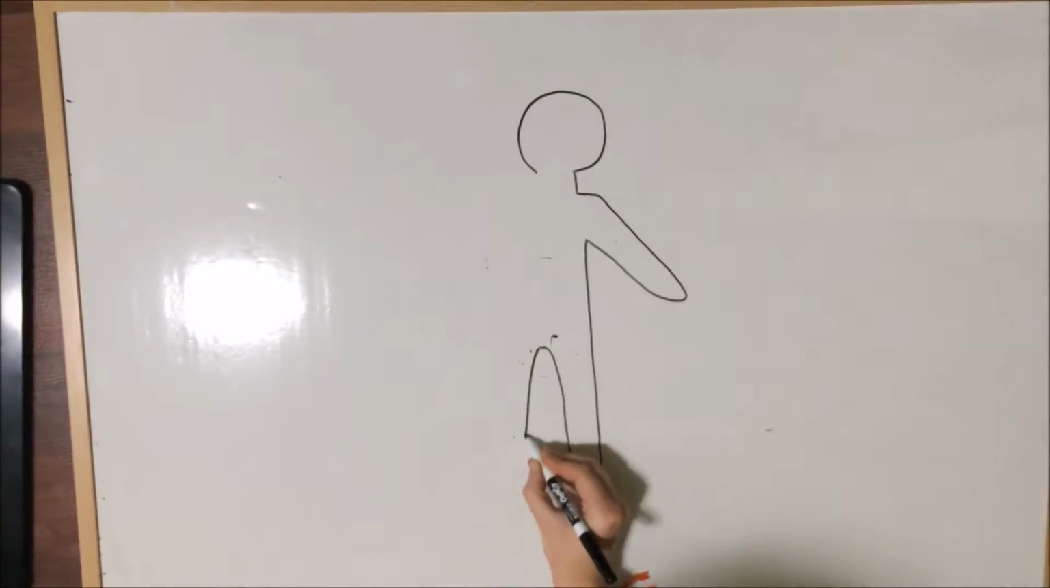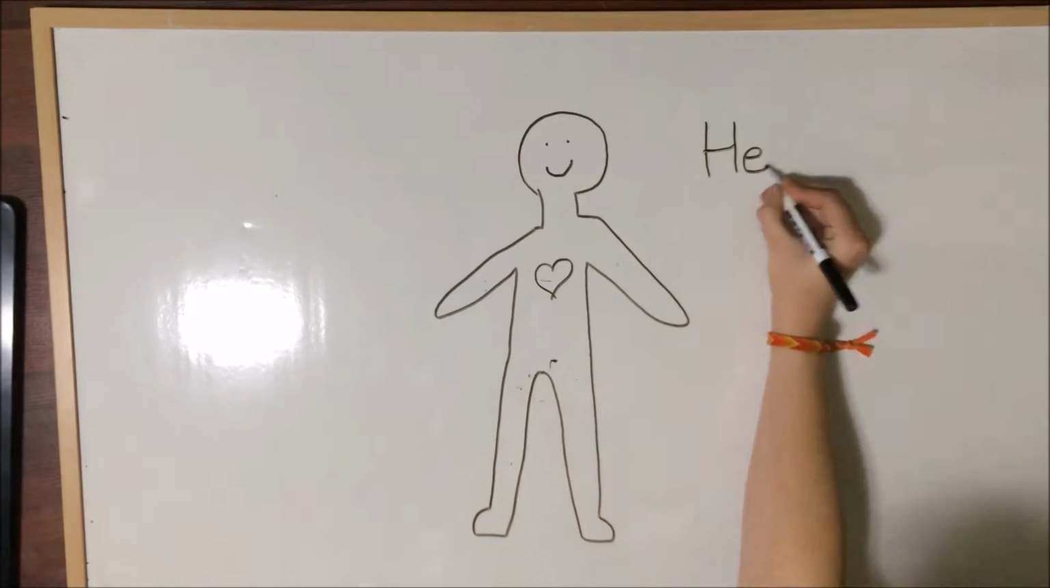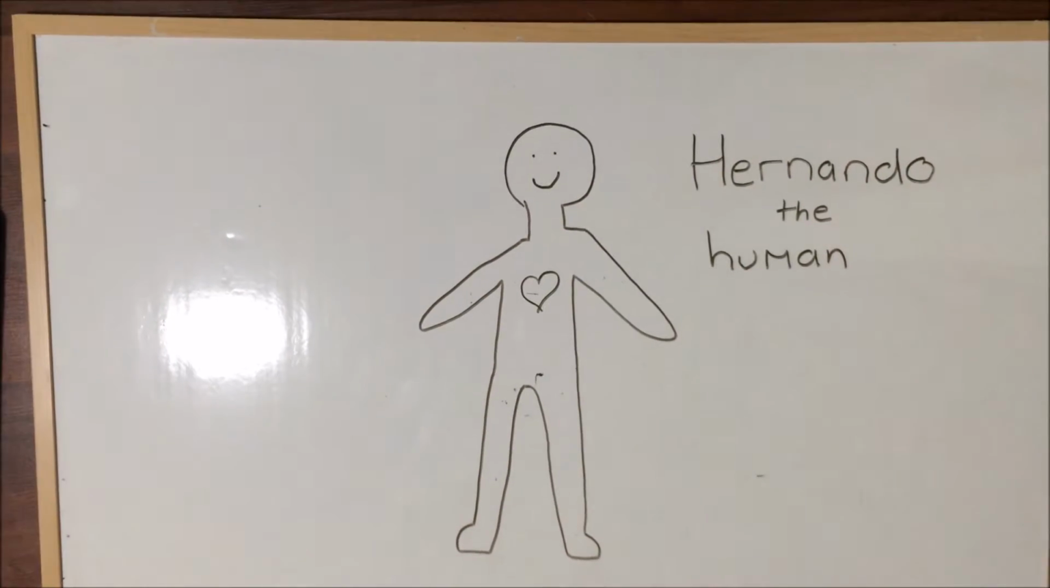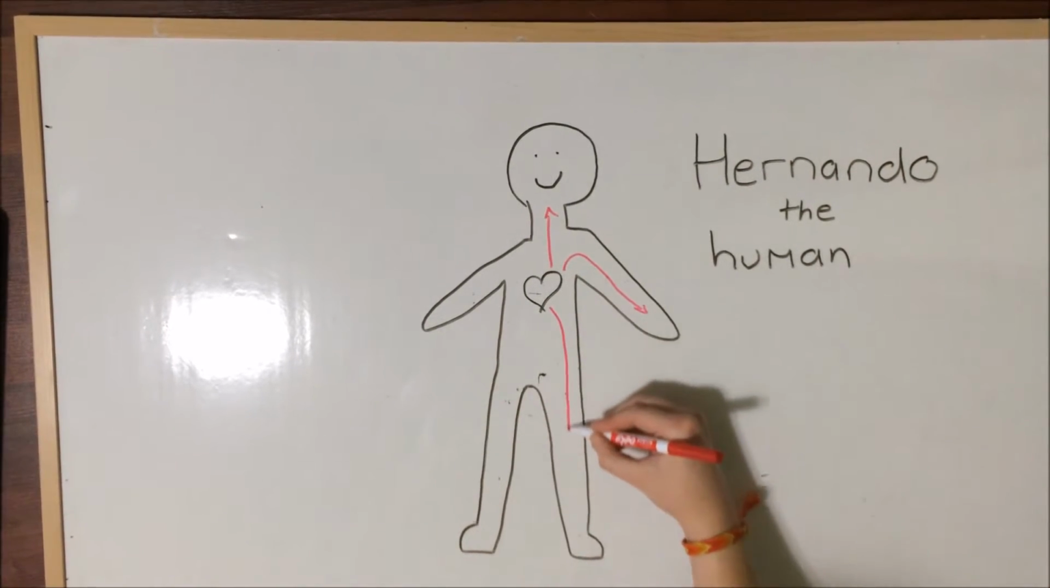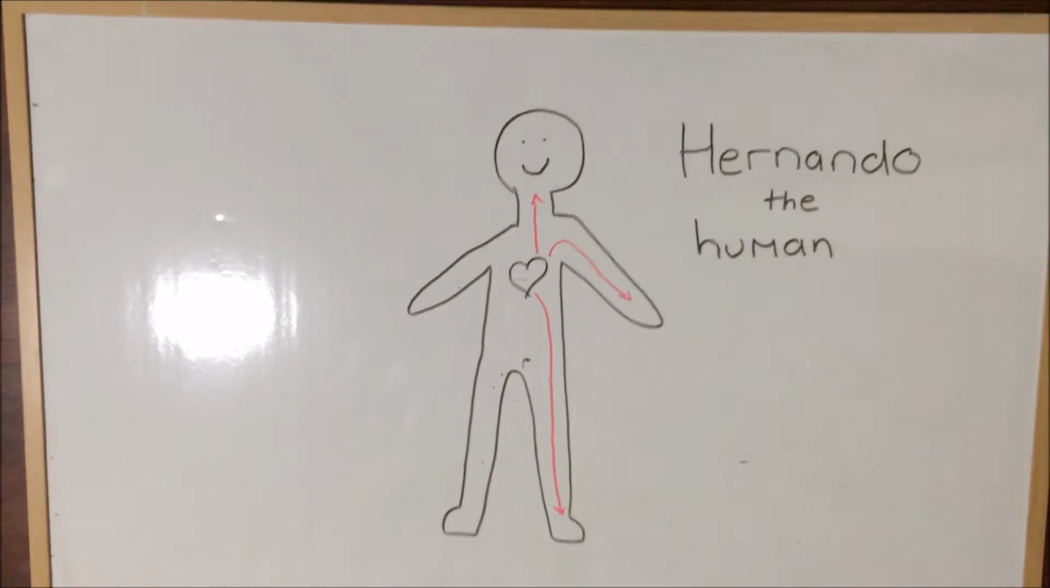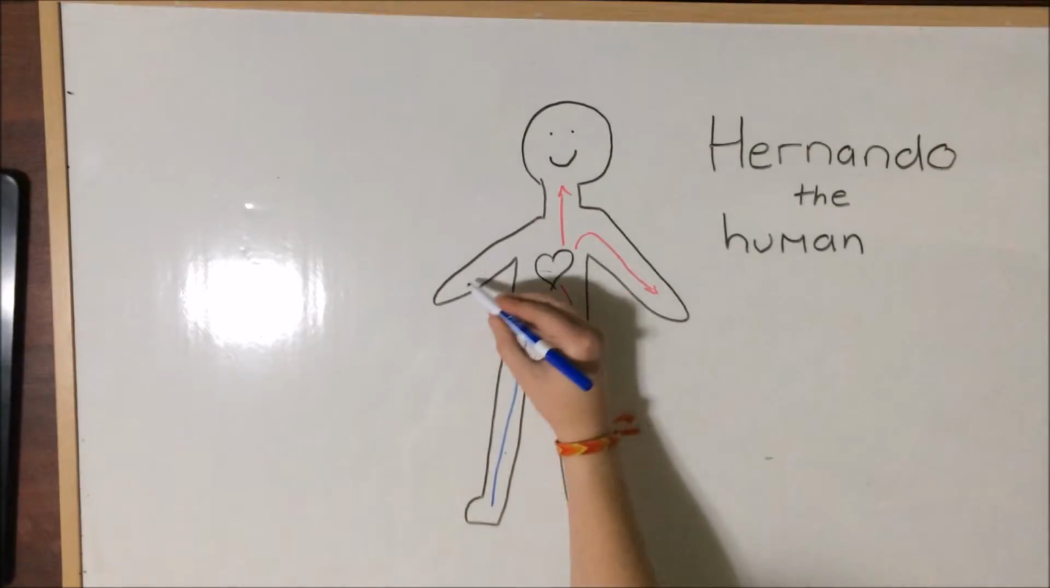So first of all, what is the circulatory system? Before we answer this question, let's say hello to our good friend Hernando. He will help us explain. The circulatory system is the systematic transport of nutrients and oxygen via the blood that travels through veins and arteries to each of the billions of cells in the body.